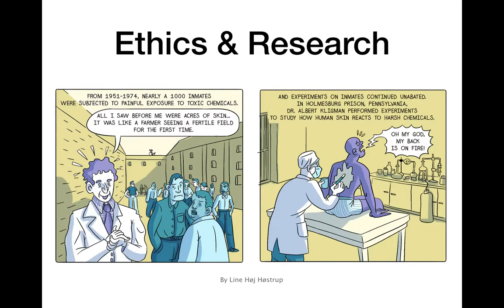Another example from 1951 to 74, about 1,000 inmates in prisons were subjected to toxic chemical exposure. So we had one scientist in a prison, a doctor, who decided he wanted to learn how different chemicals affect people's skin. So what he did is he just took inmates and put the chemicals directly on them and then looked at the effects and did research that way. These inmates had no consent. They were being harmed. They did not know what they were getting into, all this kind of stuff. So this was happening until 1974, pretty recently.